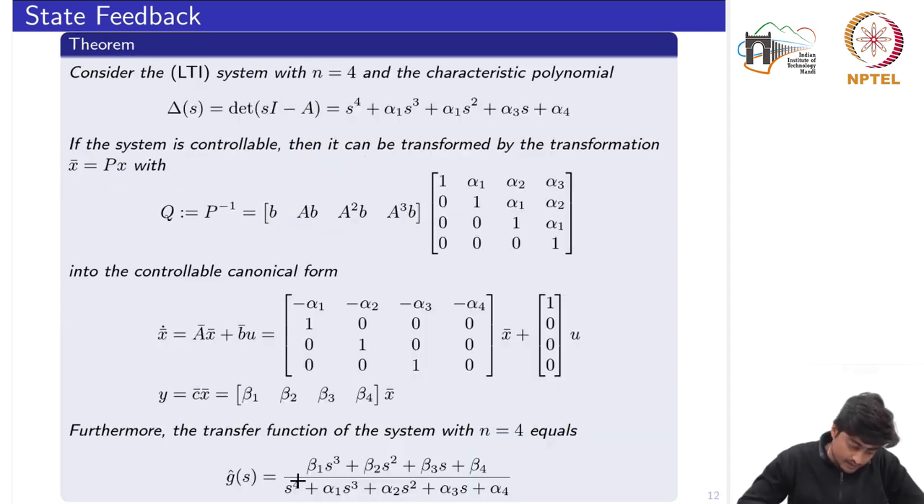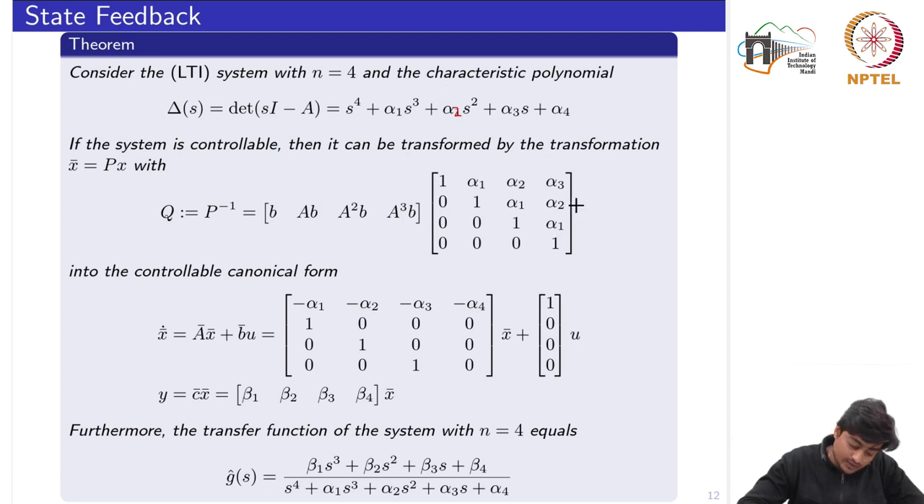This is another result which we have discussed during one of the tutorial problems of the controllability week. Consider the LTI system with n equal to 4, that is a 4-dimensional system, and the characteristic polynomial of that LTI system is defined by some coefficients alpha 1, alpha 2, alpha 3 and alpha 4. If the system is controllable, then it can be transformed by the transformation x bar equal to Px, when the matrix Q is computed by this.